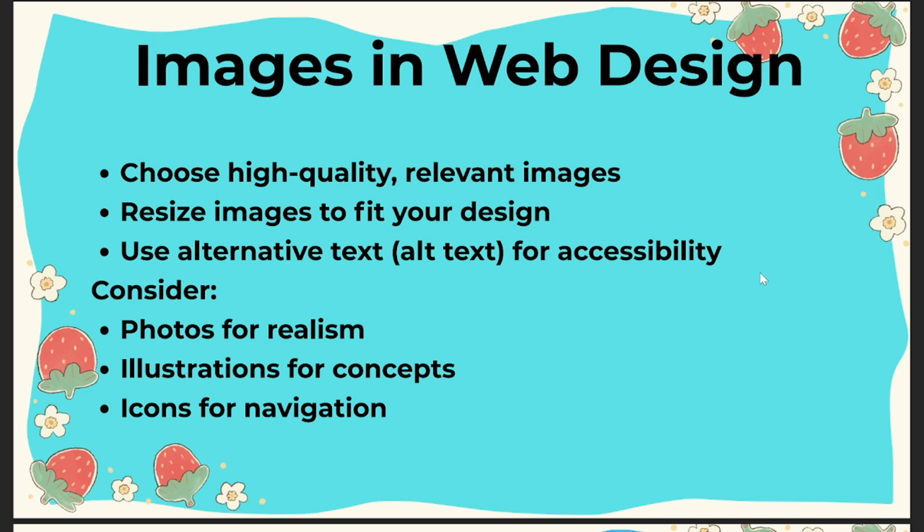Then resize images to fit your design, as always. Use alternative text for accessibility. I told you what the alt does, which stands for alternative. So let's say your image isn't showing. That alt you have in your image tag should be where you say what that image is. If you put an image of a flower, your alt should say a yellow flower, something like that, just in case something happens and that particular image you put in there doesn't reflect in your browser. Okay.